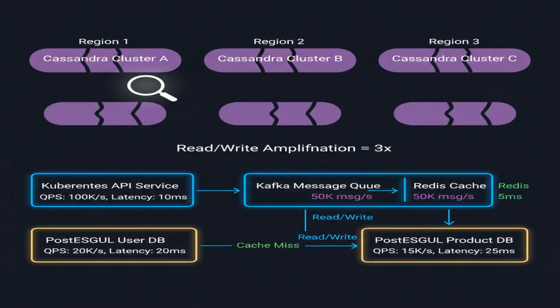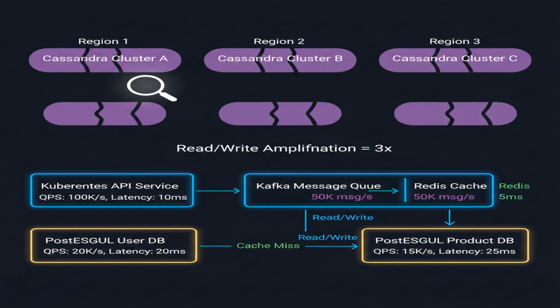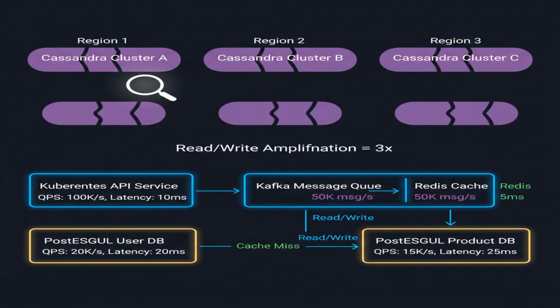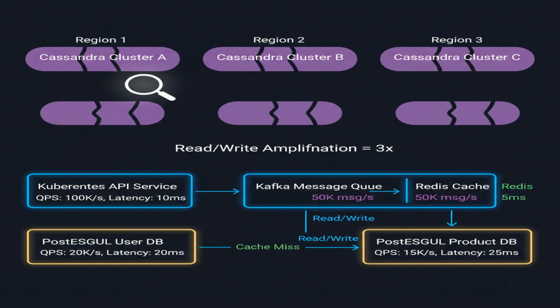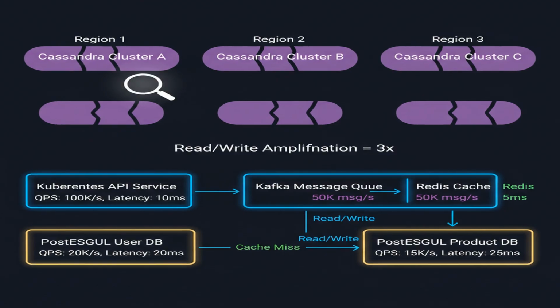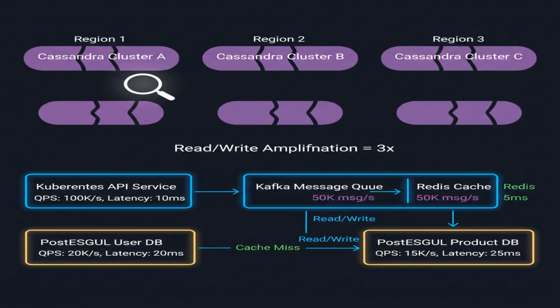That said, there's a hidden problem here: read-write amplification. With a 3x replication factor, each write becomes 3 writes. To mitigate this, we can use caching. Redis in front of Cassandra reduces read load, improving latency. Sharding distributes data across multiple clusters, further increasing scalability.